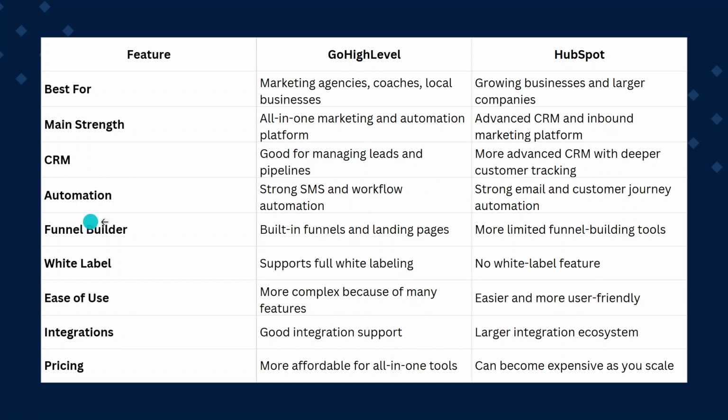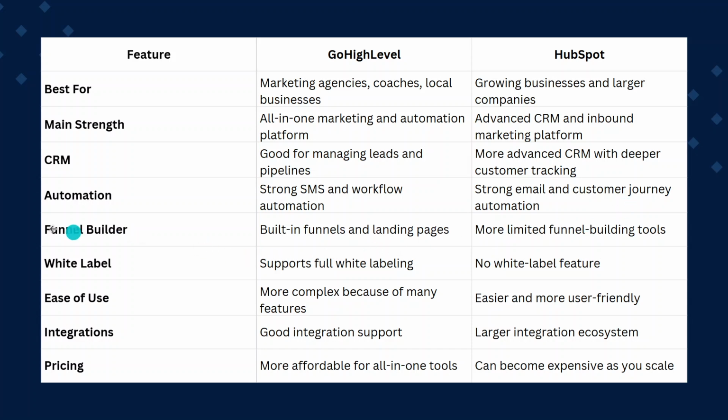Automation is another key area. GoHighLevel tends to be stronger for SMS campaigns and quick automated follow-ups, which is great if you rely on text messaging to convert leads. HubSpot is stronger for email automation and designing longer, more complex customer journeys, especially those tied to content and lead nurturing.